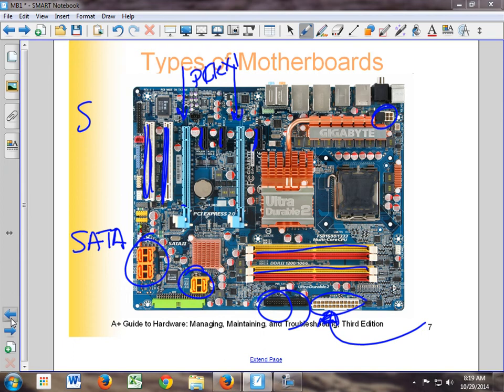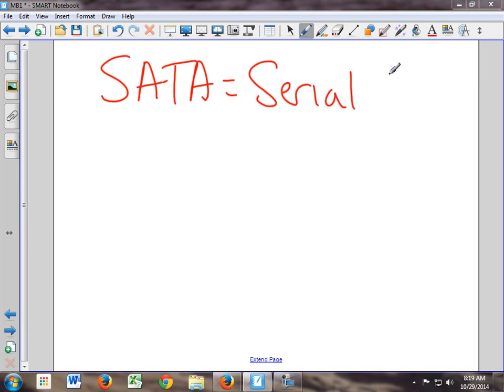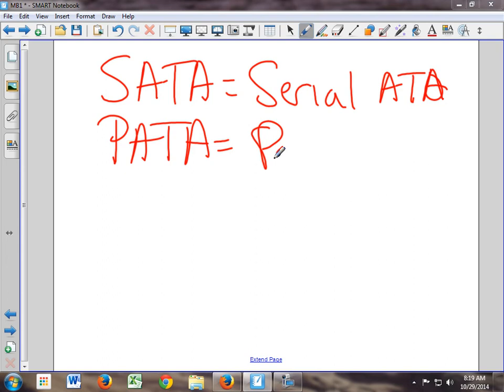So these are our SATA connectors. This one down here, it's just a floppy disk drive connector. And also one that looks very similar to that is the old kind of hard drive connector, which is what this one is right here, called a PATA connector. The SATA stands for serial ATA. And PATA stands for parallel ATA. Okay, so this connector looks very different than this connector.